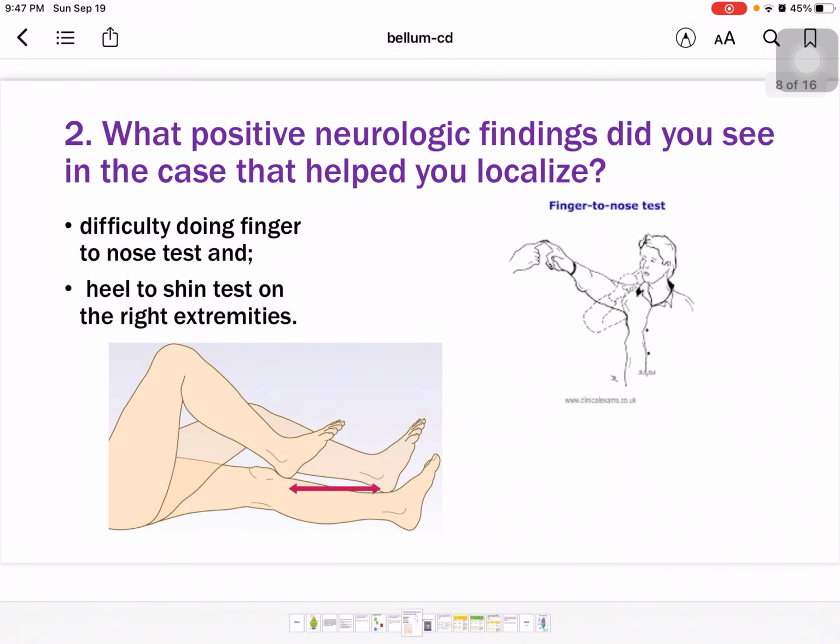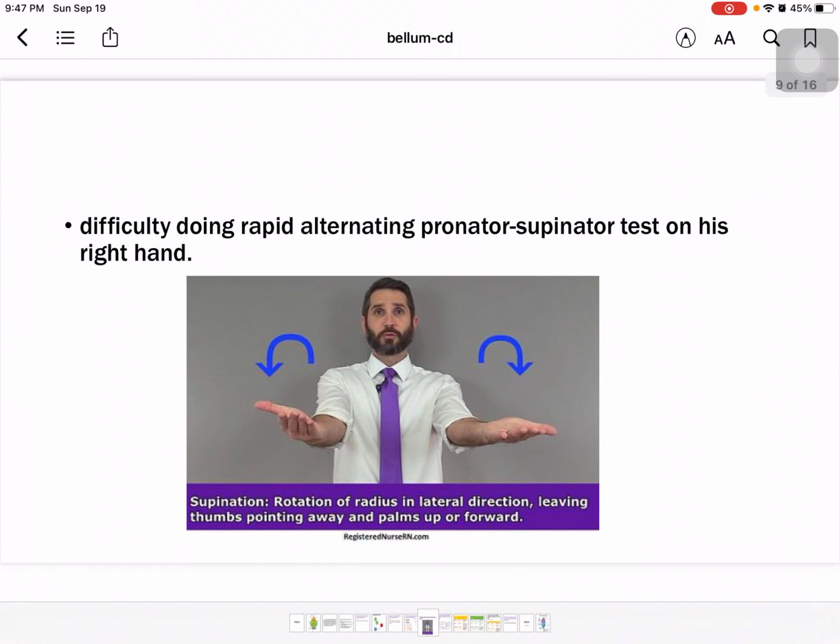So, what positive neurologic findings did you see in the case that help you localize? So, the examiner asked the patient to do the finger to nose test and the heel to shin test, and only at the right side yung nagkaka-difficulty si patient. So, these tests actually test for dysmetria, whereas your alternating pronator supinator test, so right hand lang din, so again, it's only the right hemisphere that is affected. So, your rapid alternating pronator supinator test, it is for your dysdiadochokinesia.